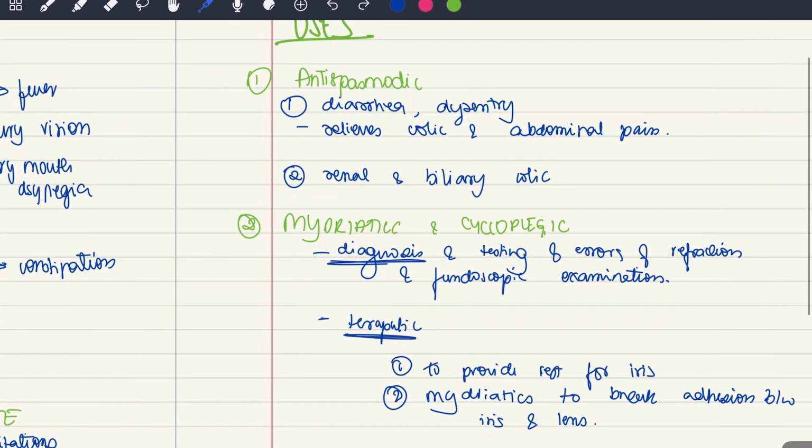Coming to the uses, it is used as an antispasmodic drug. In diarrhea and dysentery, it relieves colonic and abdominal pain. Renal and biliary colic can also be relieved.